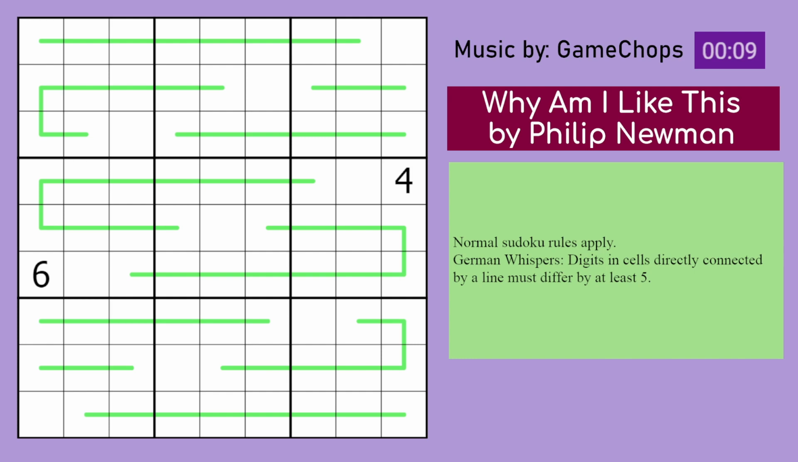Hello, this is the Generally Approachable Sudoku for the 24th of March 2024. It is Why Am I Like This by Philip Newman, a question that we all love to ask ourselves very often. So let's take a look at the rules.